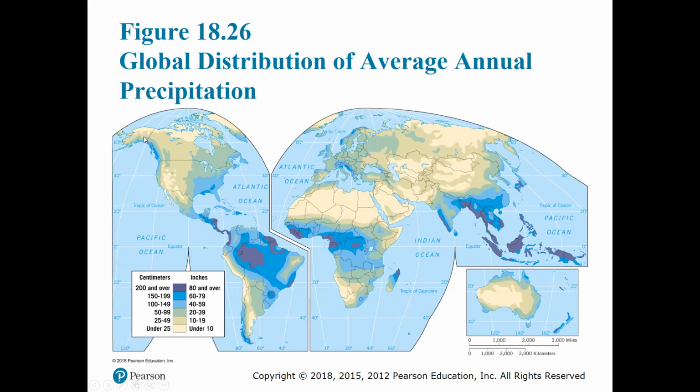And then we also have to consider some of these coastal regions that we see here. And we talked about how we get cooling that occurs over the ocean, and that can lead to some precipitation that results when those cooler air masses and the warmer air masses over land are going to meet.